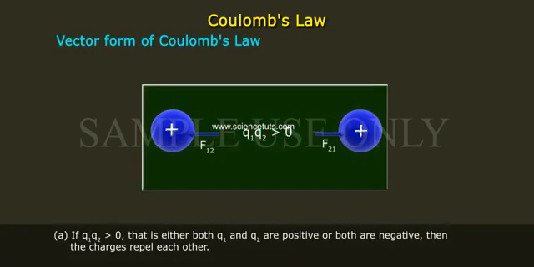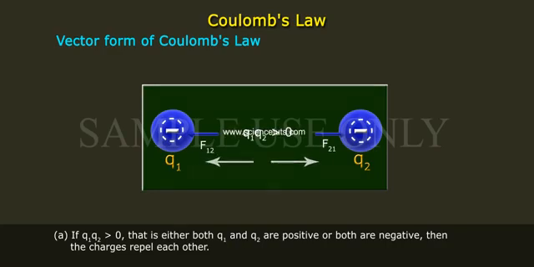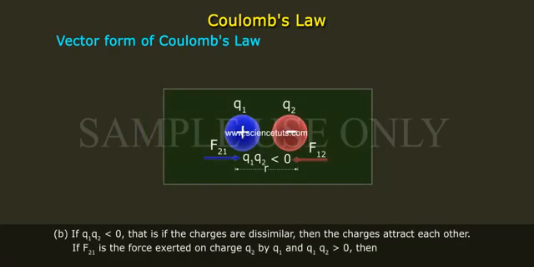Vector form of Coulomb's law. A. If Q1 Q2 is greater than 0, that is either both Q1 and Q2 are positive or both are negative, then the charges repel each other. If Q1 Q2 is less than 0, that is if the charges are dissimilar, then the charges attract each other.